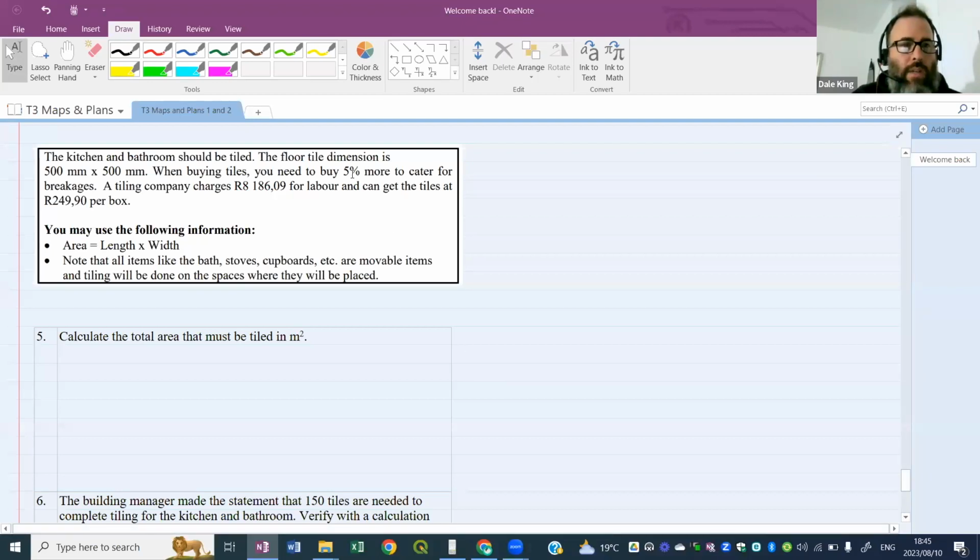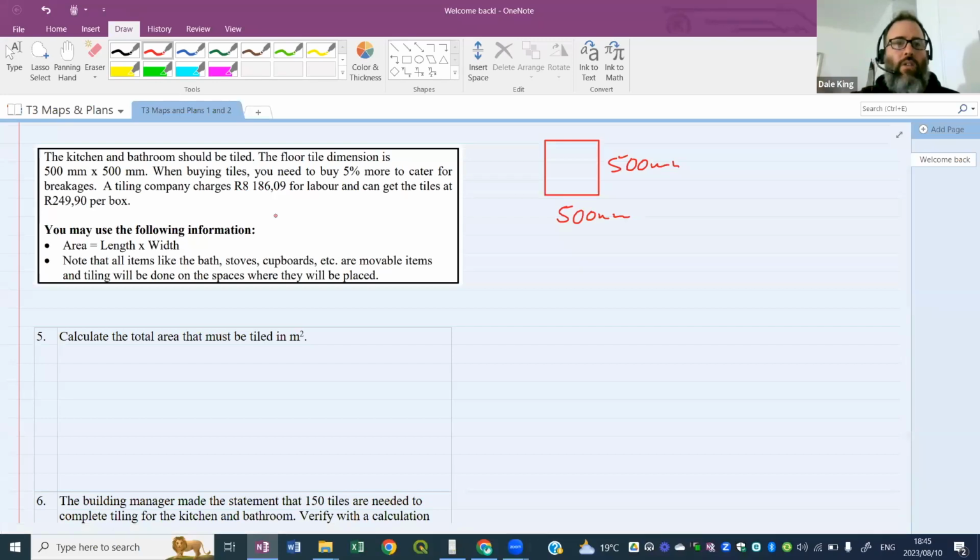The floor tile dimension is 500 millimeters times 500 millimeters. So let me draw a little diagram. We've got a tile. It's 500 mils by 500 mils. Those are the dimensions. Okay. When buying tiles, you need to buy 5% more to cater for breakages. Everyone knows that. You don't just buy exactly what you need. You're going to get breakages. You're going to chop pieces off. You're going to crack one. You get a little bit more. So they're telling you to get 5% more than what you need.